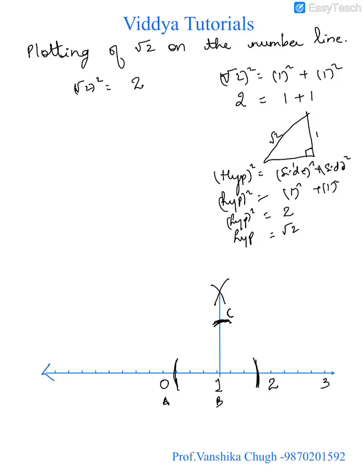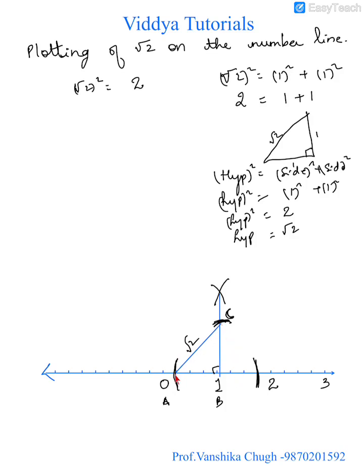I'll mark this point as C. Now I shall join my O and C, and my right angle triangle is ready. So this distance as per the Pythagoras rule becomes root 2. My construction is still not complete. I need to bring this measurement on the number line.